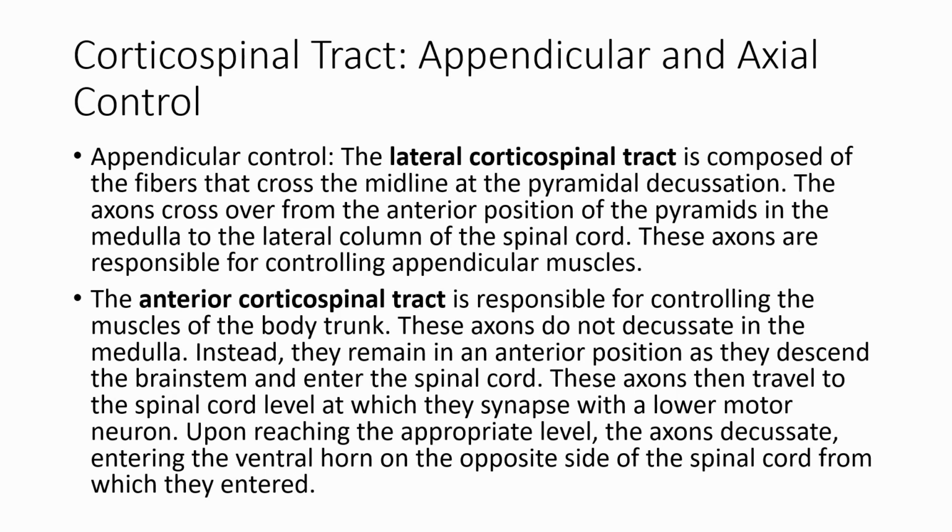The anterior corticospinal tract, this is going to be involved with controlling the trunk. So like your abdominals, pectorals, or anything found in the chest. We do not decussate in the medulla. Instead, we're going to remain in an anterior position as we go through the brainstem and enter the spinal cord. And then we'll travel to the spinal cord level where they synapse. And then we'll decussate when we get into the ventral horn. So we're kind of staying same side, same side, same side all the way down until right before we leave. Then we're going to cross over to the opposite side, to the opposite ventral horn.